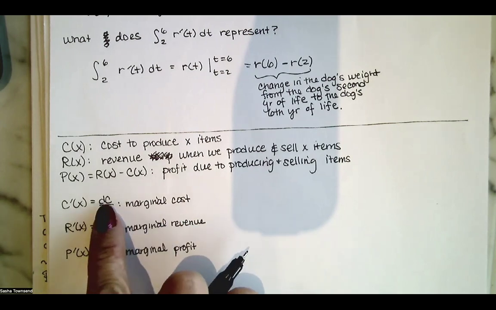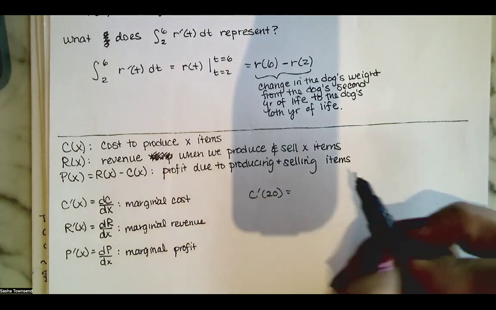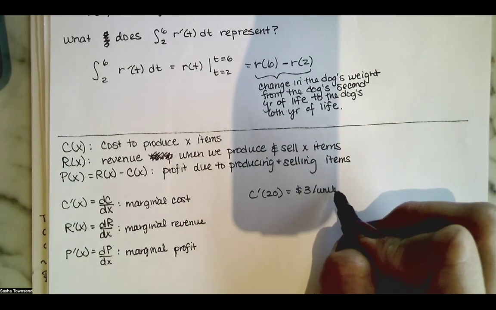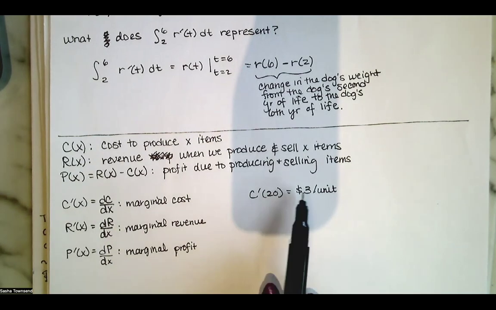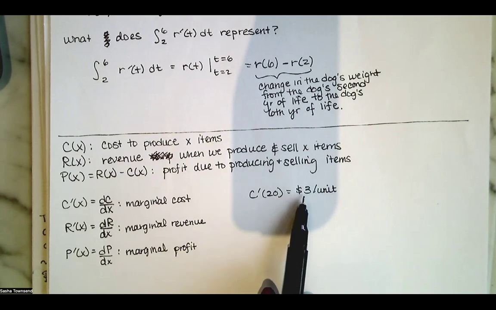And if we say that, let's say C prime of 20 equals, let's just say $3 per unit, what that's telling us is that the cost is increasing at a rate of $3 per unit as we go from producing 20 units to producing 21 units.